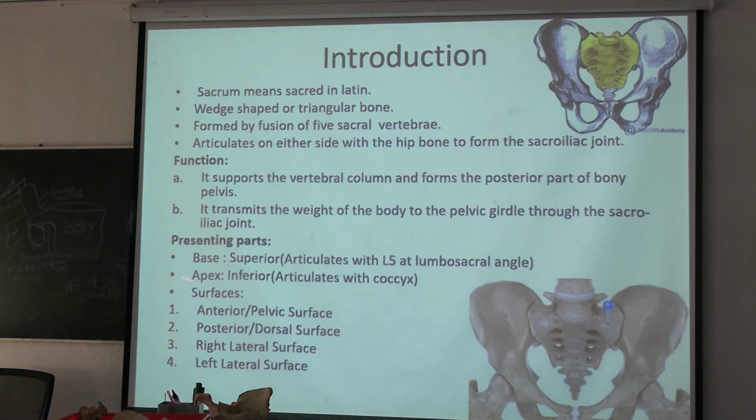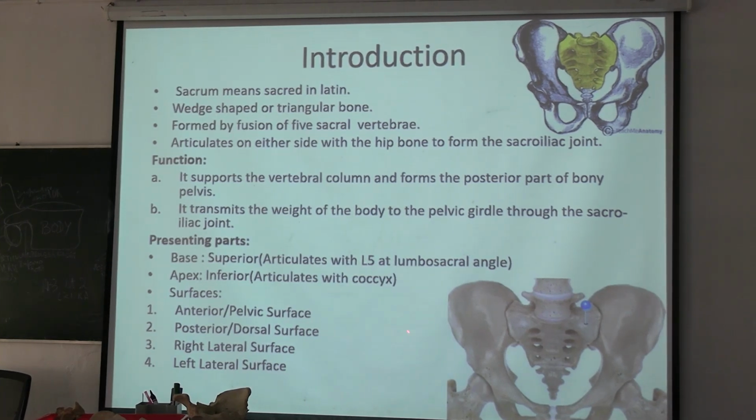It has a base, also known as the superior surface. It articulates with the fifth lumbar vertebra at the lumbosacral angle. The apex is directed inferiorly and articulates with the coccyx. The surfaces are the anterior surface or pelvic surface, here this surface, the posterior or dorsal surface lying posteriorly, and the right lateral and left lateral surfaces. So there are 4 surfaces, a base and an apex. Okay, understood.